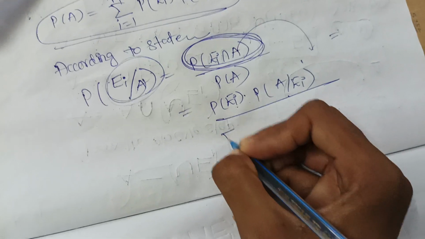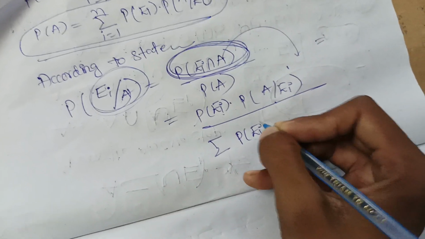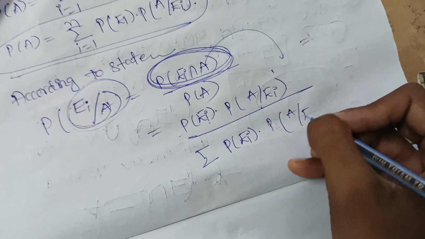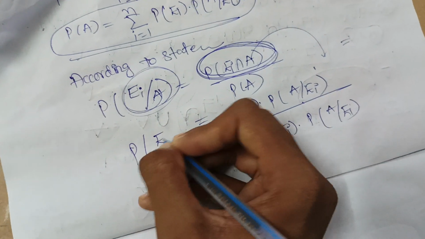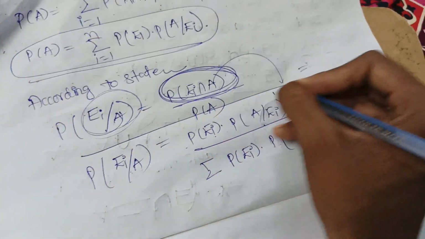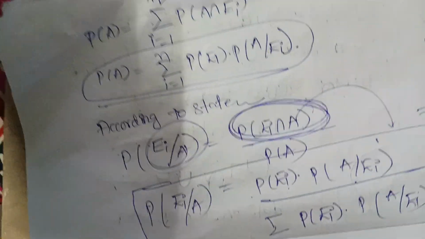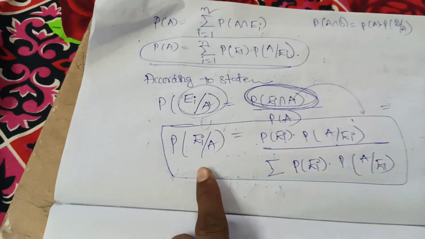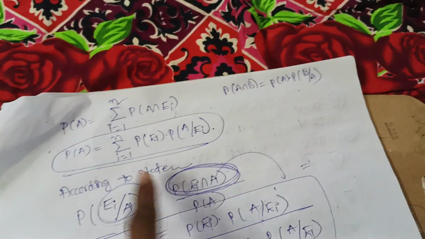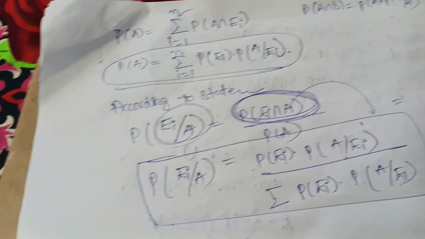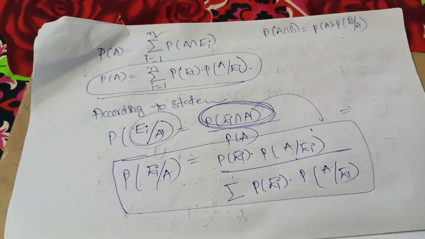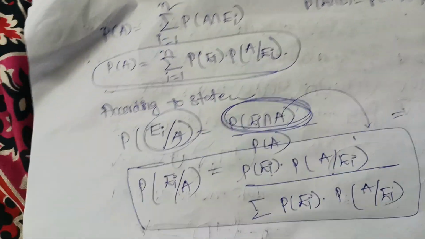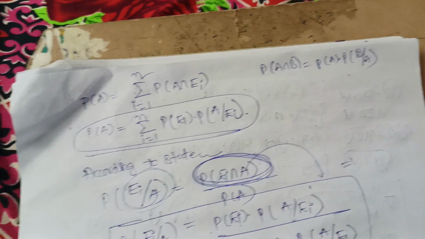P of A is equal to summation P of Ei into P of A given Ei. This is the P of Ei given A. This is the required proof for the Bayes theorem. Here we have to neglect i is equal to 1 to n for our convenience. So simply write the summation. This is the required proof for the Bayes theorem.